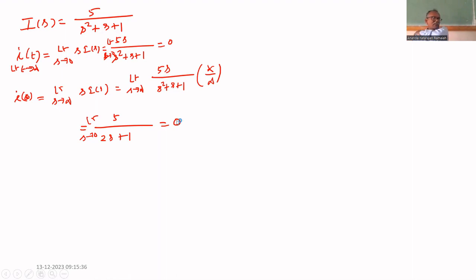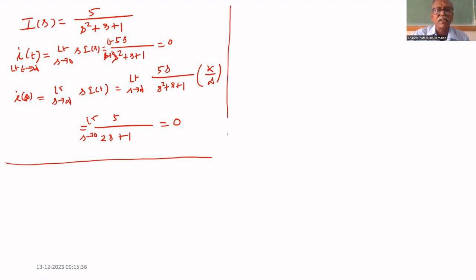So always you have to use the initial value theorem and final value theorem to find I of 0 and I of t as t tends to infinity. Sometimes they ask the response is current, then okay. If the response is voltage across capacitor, sometimes they will ask, the question may be like this. The same problem, the question may be like this.